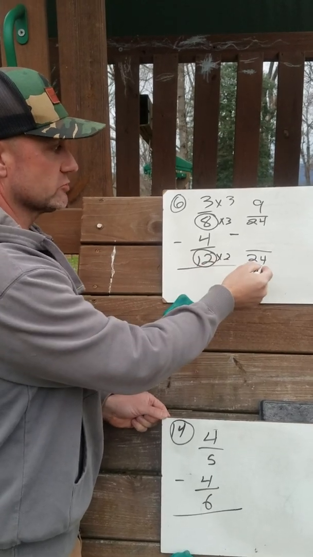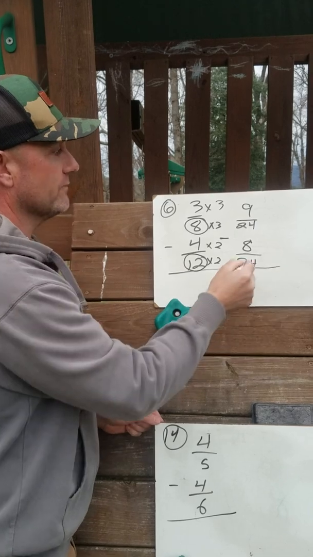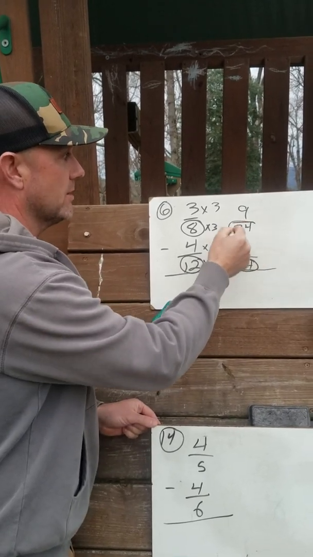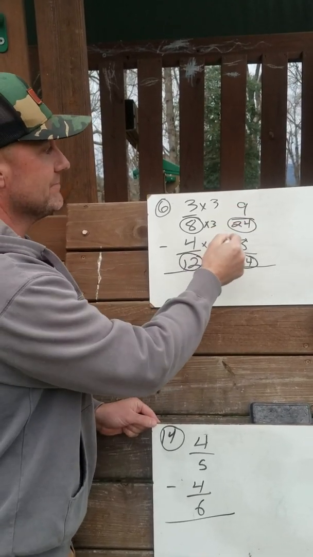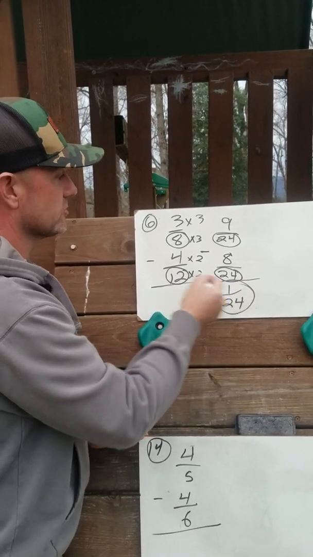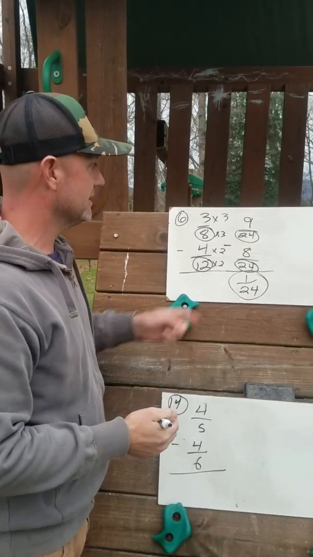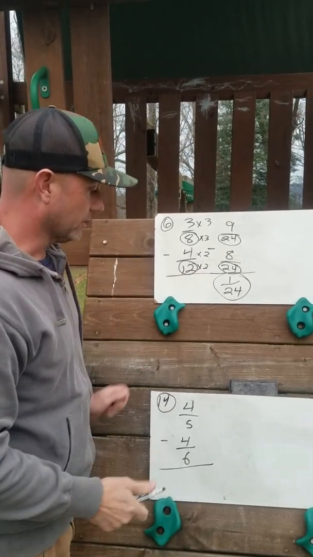12 times 2 was 24, so now 4 times 2 is going to give me 8. Now they have the same bottom number, which is 24, and 9 minus 8 is 1. Bottom number stays the same, and your final answer on subtracting two fractions with unlike denominators is going to be 1 over 24.